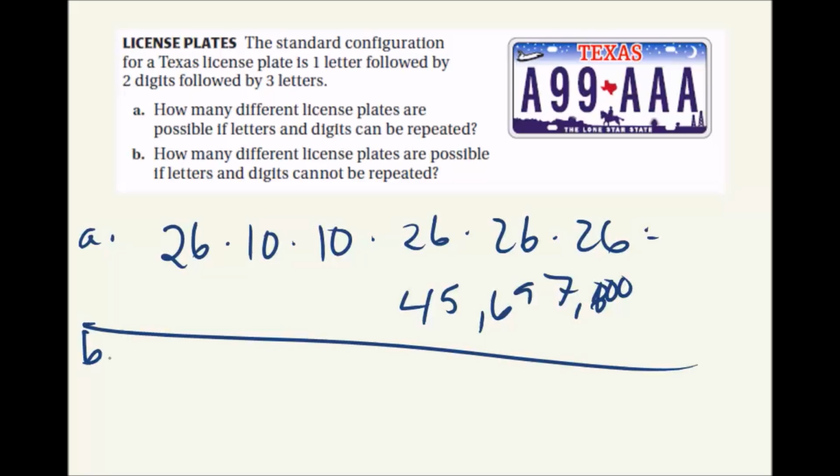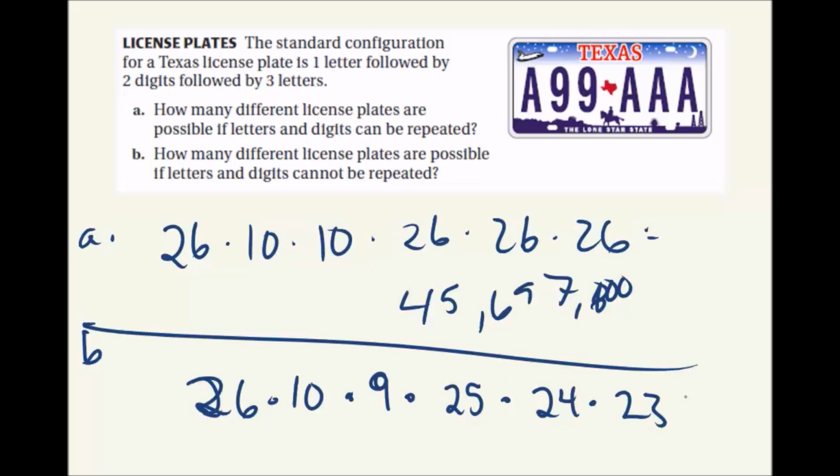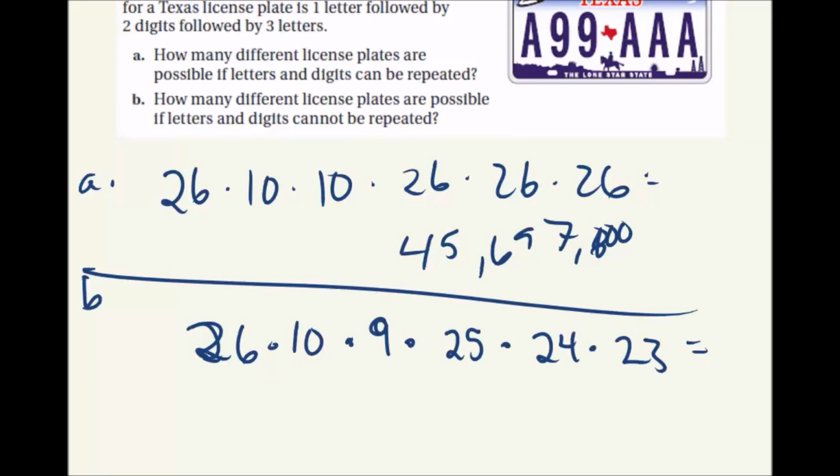However, the second question is more interesting, where it says how many license plates are possible if letters and digits cannot be repeated. So that means the first time you pick a letter, you have 26 choices. First time you pick a number, you have 10 choices. Second time you pick a number, you only have 9 choices left. Second time you pick a letter, you have 25, 24, and 23, because each time you are not allowed to use the same letter. So this is if the letters and digits cannot be repeated. Multiplying all those together, we get 32,292,000. So fewer choices than if you can repeat the letters and digits. So that was all about the counting principle.